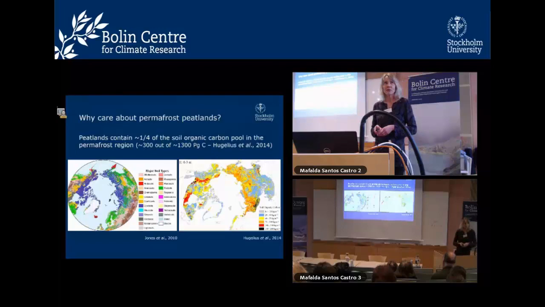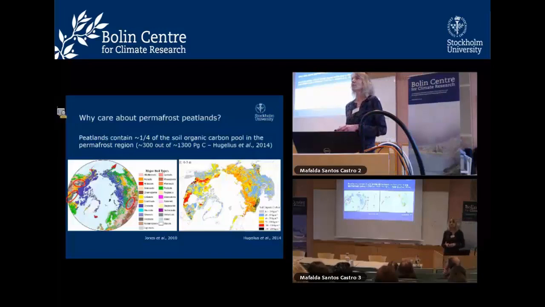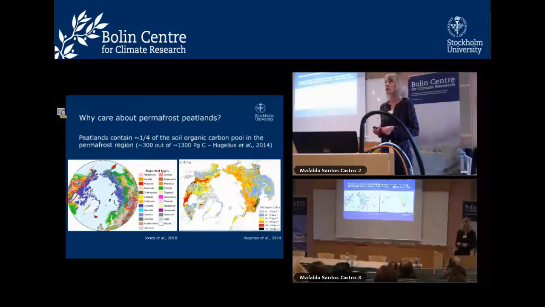Why should we care about these environments? Well, for a number of reasons, but maybe this is one of the most important ones. The map on the left shows the soil types throughout the Circumarctic, and I've highlighted with red circles areas where histosols, organic soils, or peatlands are really extensive. In Hudson Bay lowlands and along the Mackenzie River in Canada, peatlands cover vast areas, and you can also see extensive peatland areas in West Siberia lowlands in Russia.